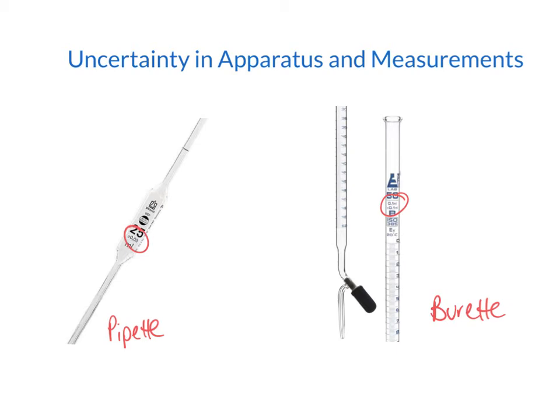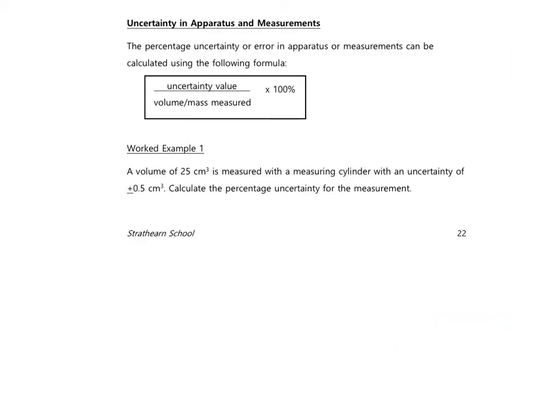So in an exam, you'll always be given the uncertainty value, and then it's simply a percentage calculation. If you look at your notes on page 22, the equation is given for you there. You do need to learn that equation, but just remember this is simply a percentage calculation, which hopefully you're familiar enough with doing. It's the uncertainty value divided by the volume or mass measured, depending on what piece of apparatus we're talking about, and times by 100% to express that as a percentage.